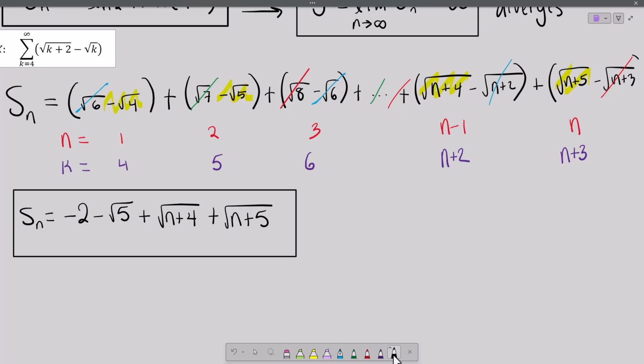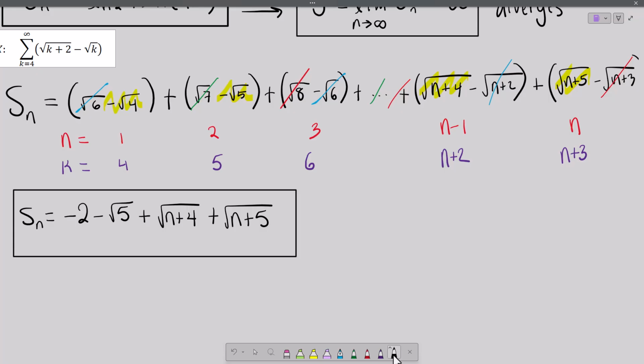If you plug in a 1 for n, 1 plus 4 is 5, you're going to get plus root 5, minus root 5, those cancel. Plug in a 1 right there, you get negative 2 plus square root of 6. That's what we have here, negative 2 plus square root of 6. And so if that doesn't match your very first term when you plug in 1, then you know you screwed something up at the tail over here. So once you establish your pattern and you build your S sub n, plug in 1 and just check that it matches that first term. If it doesn't, then you made a mistake canceling. So there's our S sub n.